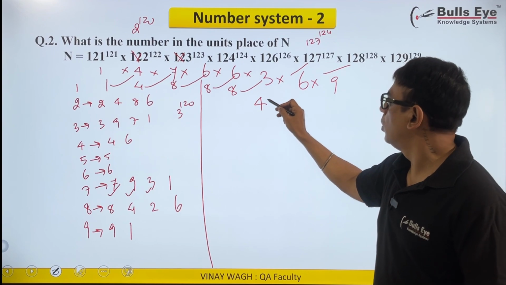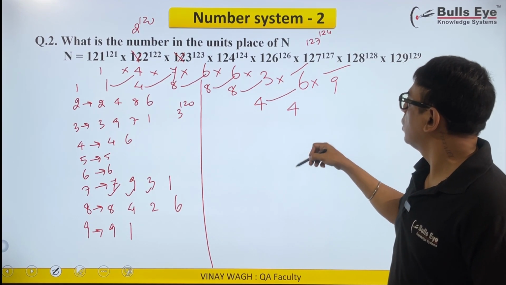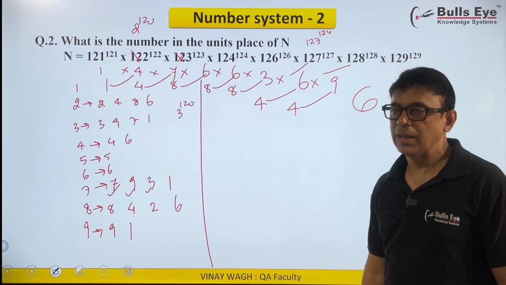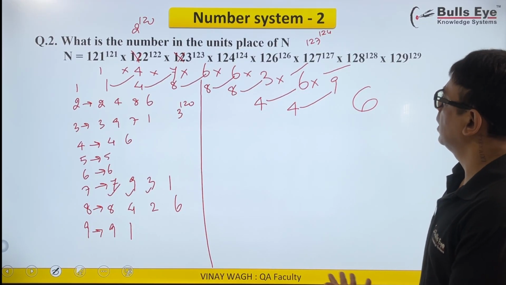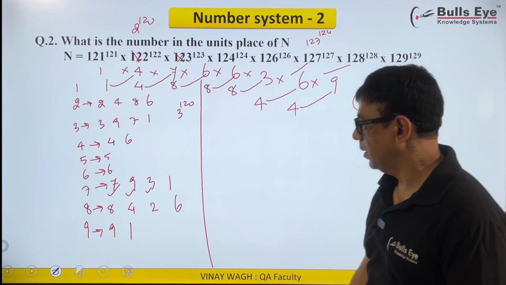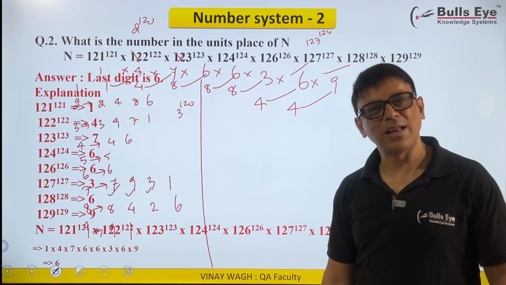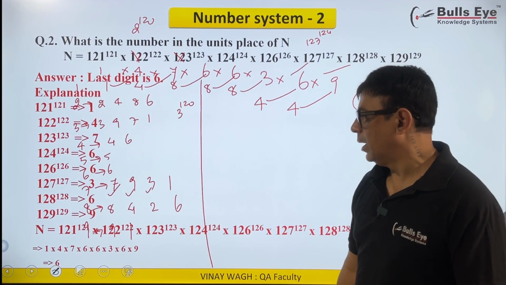It ends with 4. 4 sixes are 24. It ends with 4. 4 nines are 36. And it ends with 6. Did I miss out on anything? I think it should be complete. 6 is the answer, and that's how the power cycle works.